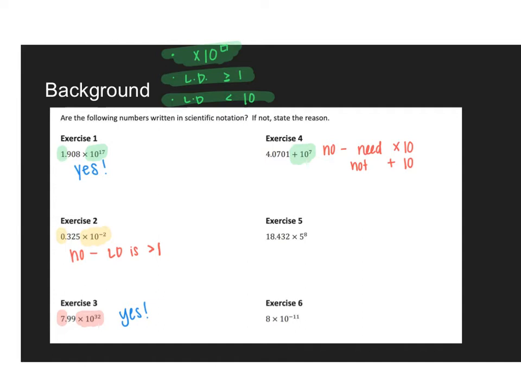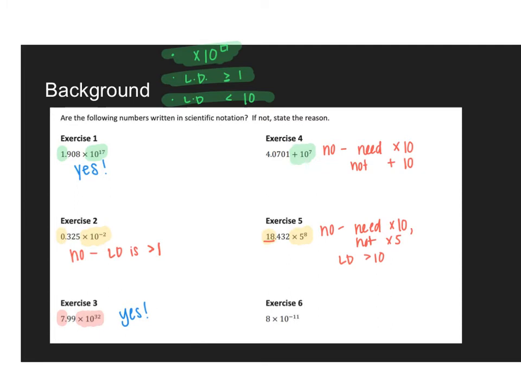Exercise 5. We have times 5 to the 8th. We also have 18 as our leading digit. So no, this is not in scientific notation either. We need times 10, not times 5. And additionally, our leading digit is greater than 10, and we need this leading digit to be less than 10.